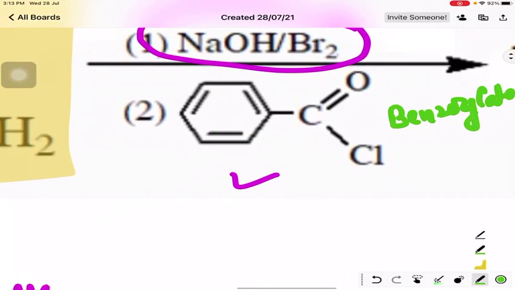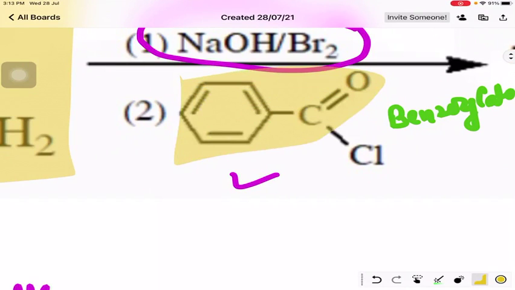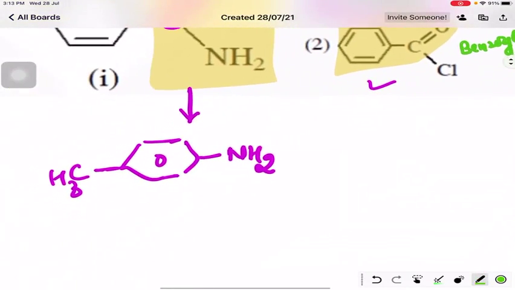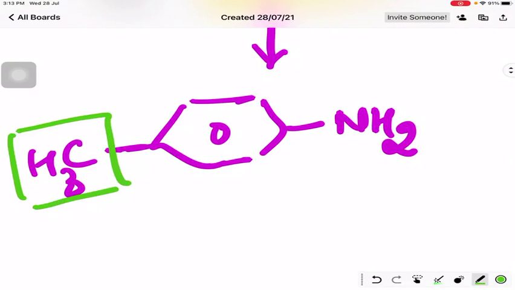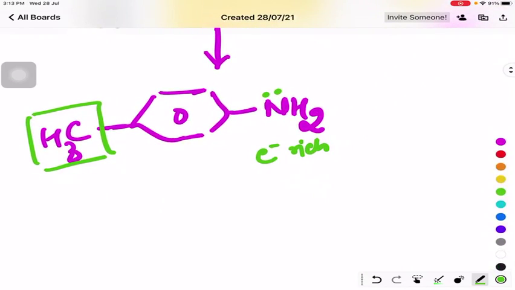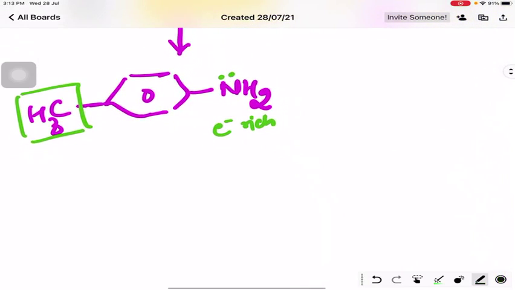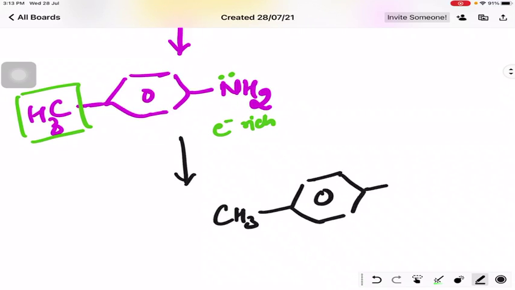So this group will be attached to the electron rich center. Now for the electron rich center, we have two substituents present in the ring. One is methyl and the other is the NH2 group, and this is more electron rich. So benzoylation of this group will occur. So the final product will be NH, then CO, and here will be benzene.